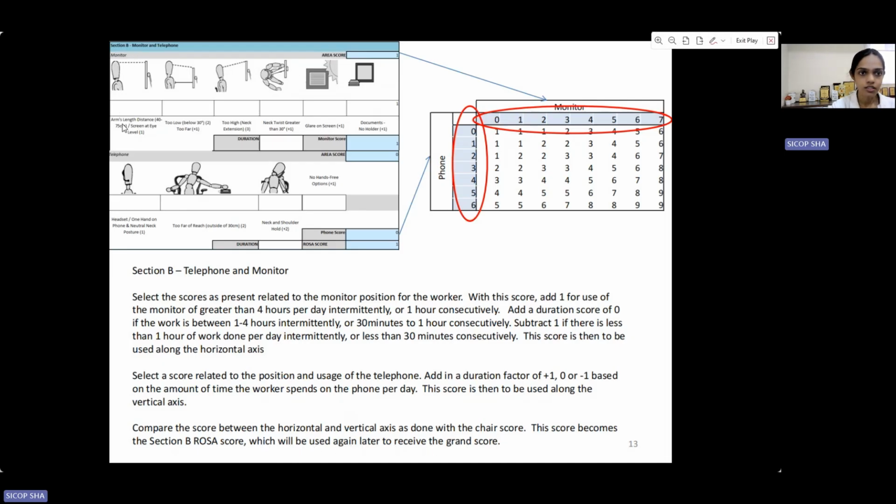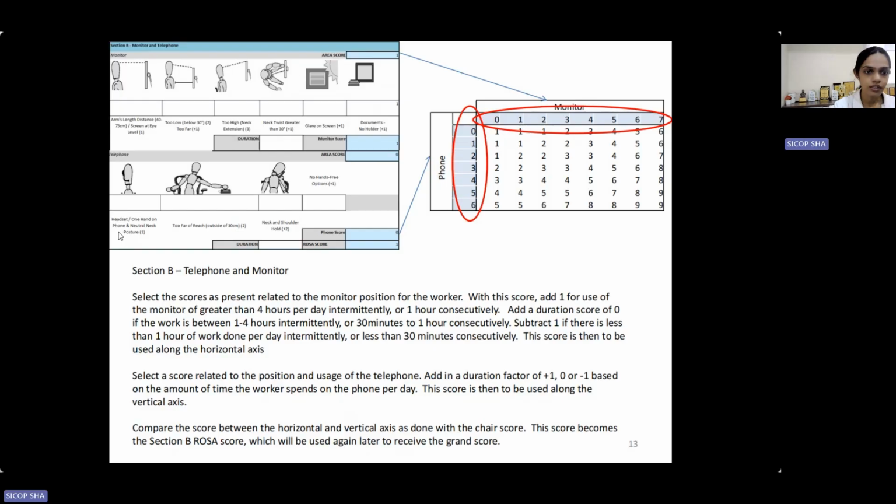So for the monitor, if the arm length distance is present, that is 40 to 75 centimeters, and the screen is at eye level, then we score 1. If it is too low, below 30 degrees, it is scored as 2. And if it is too far, then an additive point of +1. If it is too high, which is causing neck extension, then we score 3. If neck twist is occurring greater than 30 degrees, then additive +1. Glare on the screen, +1. And if there is no document holder, then +1.